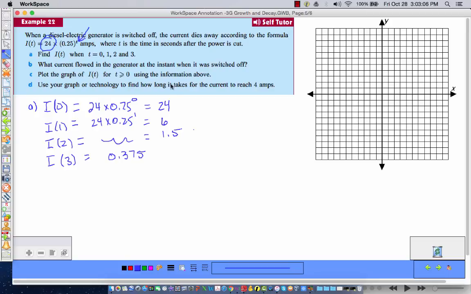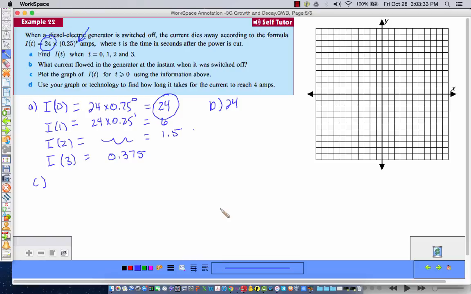Okay. What current flowed in the generator at the instant it was switched off? And I kind of already spoiled that. That is going to be 24, because that's at time 0 right there. C is plot the graph for t greater than 0 using the information above. I'm not going to plot it on here because it says use your graph or technology to find how long it takes for the current to reach 4 amps.